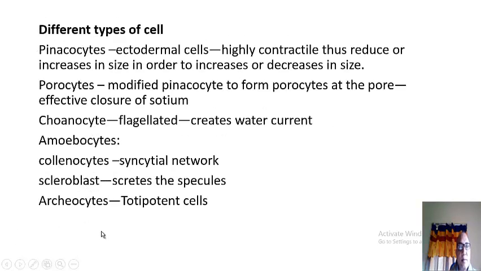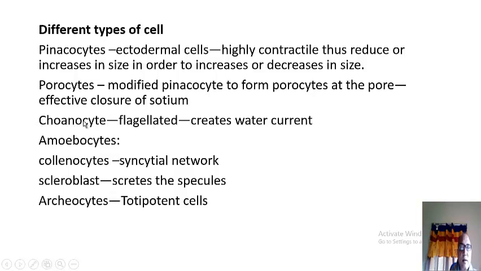So these are the different types of cells found in these animals, arranged over one another. The ectoderm is made up of archaeocytes, scleroblasts, collencytes, choanocytes, amoebocytes, and porocytes.